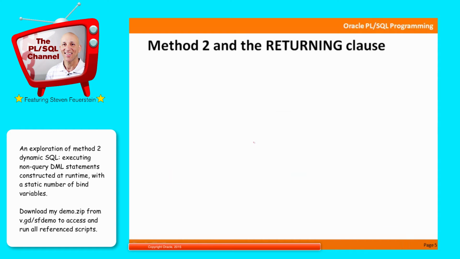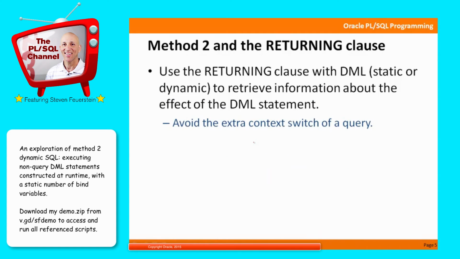Let's move on. Method 2 and the returning clause. So you can use the returning clause with DML, both static and dynamic, to retrieve information about the effect of the DML statement just executed. Essentially, for example, when I insert into a table, I might call the sequence.nextVal right inside my insert statement to generate the next primary key. And then I need that primary key back in my PL/SQL code.